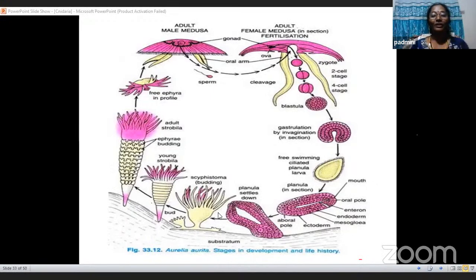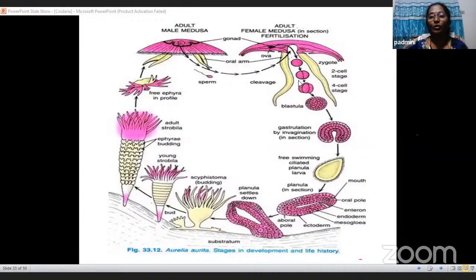Coming to reproduction, this picture is an example of sexual reproduction, where you can find two adult Aurelia present over here. And as we said, they are unisexual. The male Aurelia gives out the sperms, and the sperms enter inside the female Aurelia and fertilize the ova there. Once fertilization has occurred, it comes out through the gastric pouch, from there into the mouth, and from the mouth they are thrown outside, and the eggs come outside.